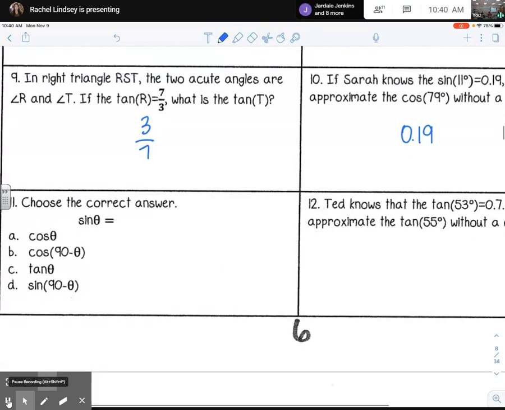So sine of theta equals cosine of something. Theta is an acute angle, and the other acute angle, they have to add to equal 90, right? So sine of theta would also equal cosine of 90 minus theta, because 90 minus that angle would give you its complementary angle. So sine of an angle equals cosine of its complementary angle.